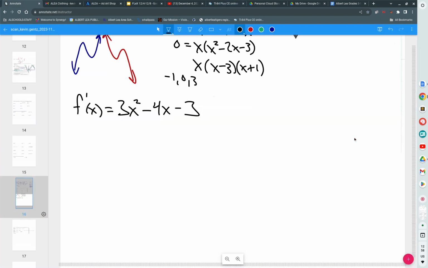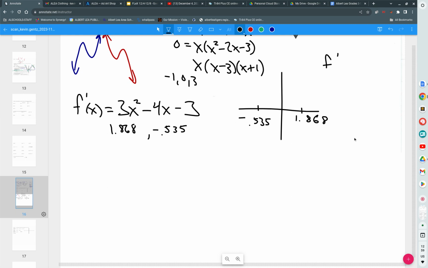1.8685. And then negative 0.535. Great. So whether you do a number line test or whether you make a graph, we know that the first derivative crosses the x-axis at 1.868 and at negative 0.535.